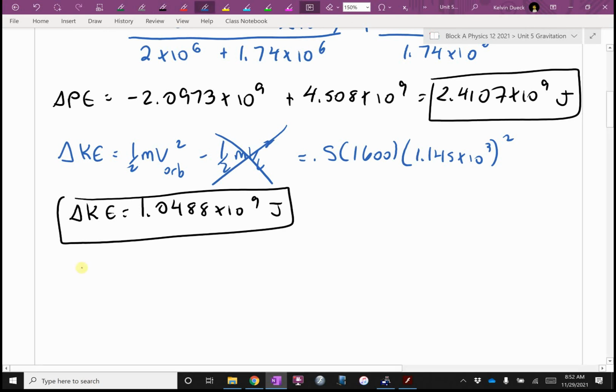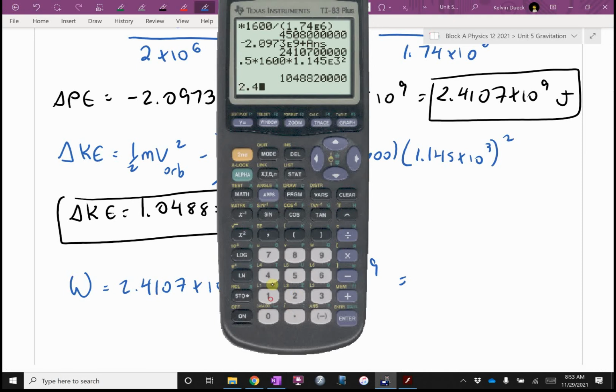The work is going to be 2.4107 times 10 to the 9th plus 1.0488 times 10 to the 9th. It's positive, it takes energy.